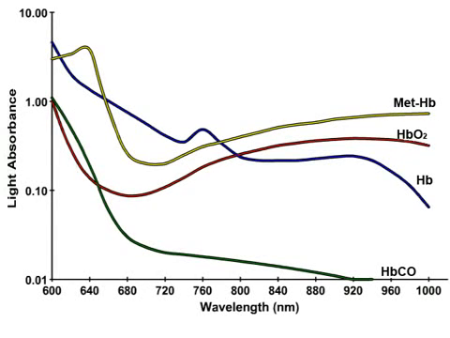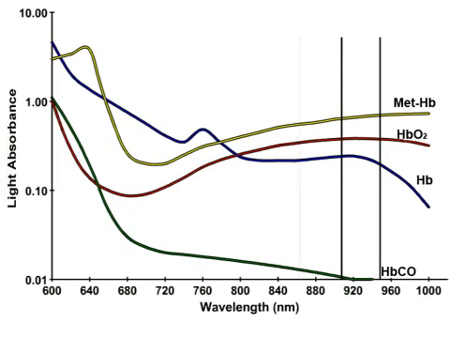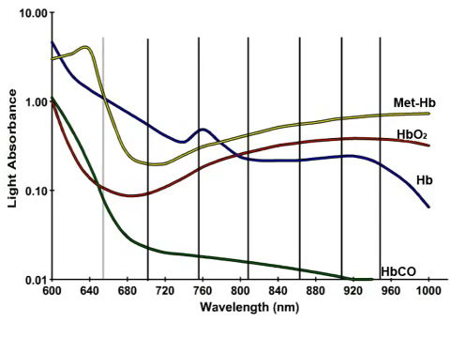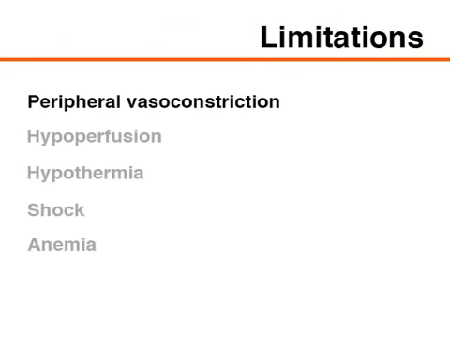Newer pulse oximeters are able to emit light at up to 8 different wavelengths. This increase in the number of available wavelengths makes it possible for the oximeter to distinguish carboxyhemoglobin and methemoglobin. There are additional limitations: peripheral vasoconstriction, hypoperfusion, hypothermia, shock, and anemia may also yield inaccurate results.